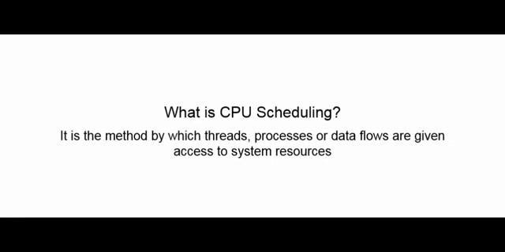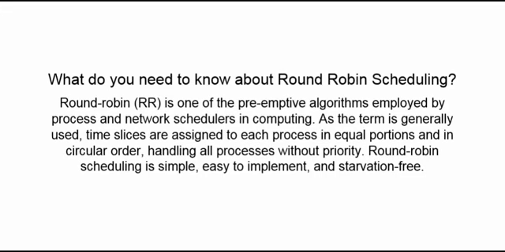What is CPU scheduling? CPU scheduling is the method by which threads, processes, or data flows are given access to system resources. What do you need to know about round-robin scheduling?